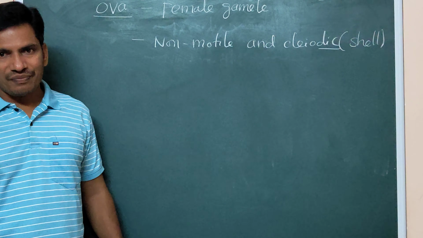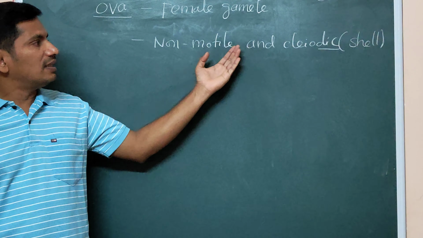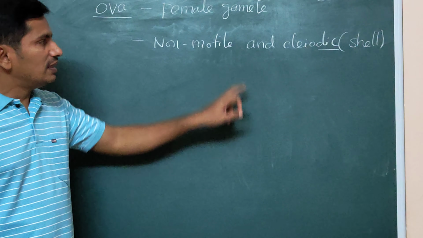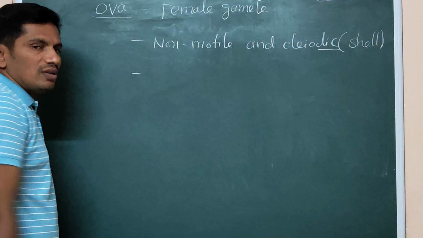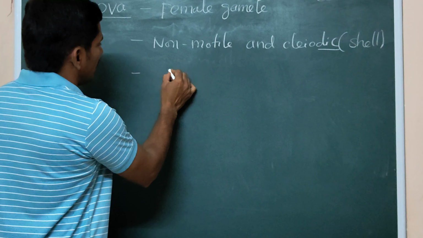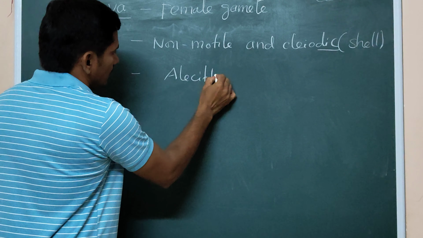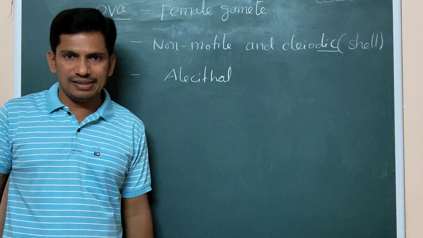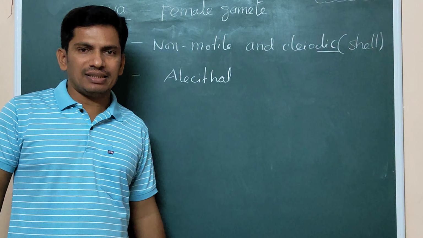Non-pellucid eggs are there in Pisces and amphibians, but this belongs to a mammal ovum, right? That's the reason this is pellucid. And the nature of the ovum is alecithal, which means yolk is absent.